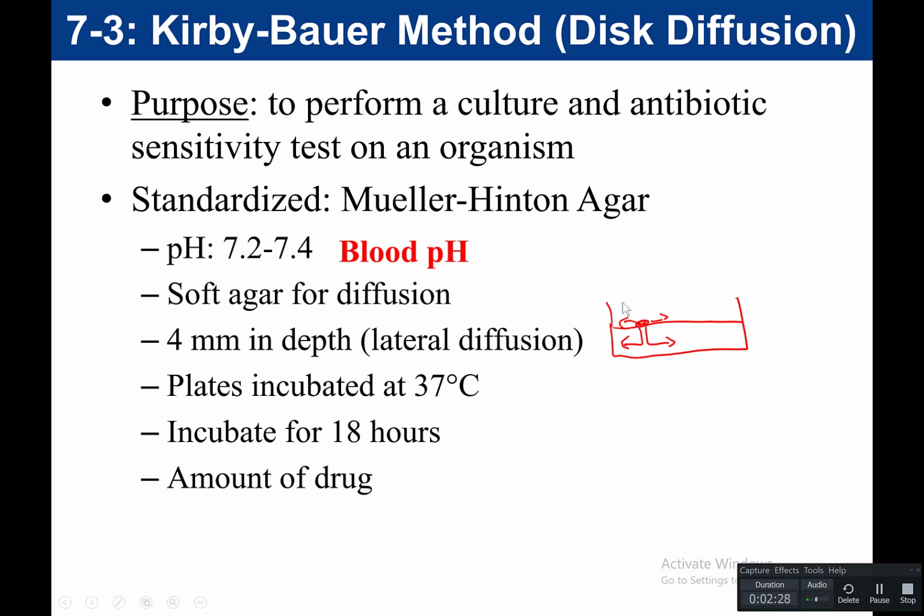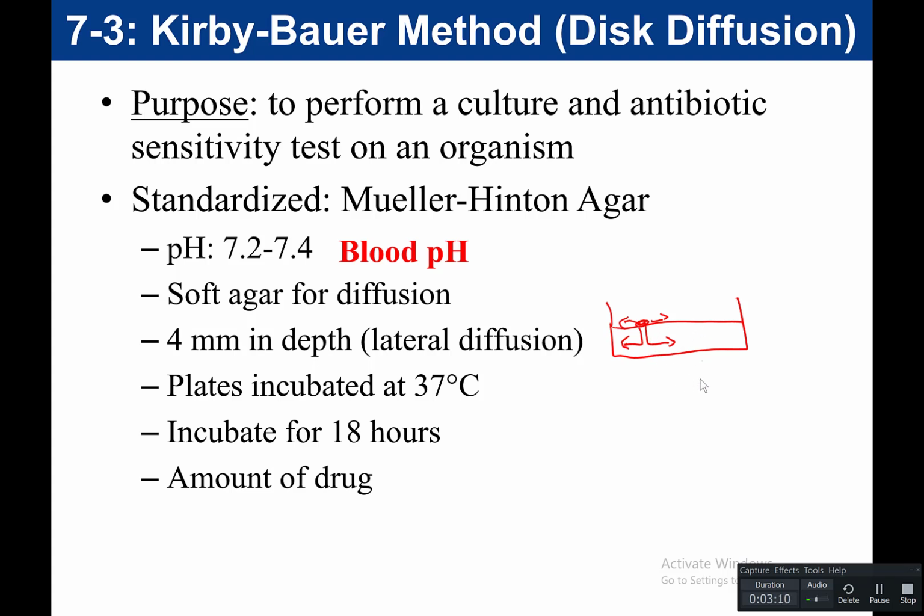So if we don't pour these plates consistently, let's say we pour this plate very, very thick. Well, if we pour our plate really thick, it's going to have to travel down longer before it travels out. And so it's not going to diffuse out as much if the plate is formed thick. If the plate is too thin, conversely, it's going to make the drug diffuse out farther. So to keep that consistent, we always pour our plates at 4 millimeters in depth in terms of the agar. Again, that's going to control for what we call lateral diffusion, how much the drugs will diffuse outward.